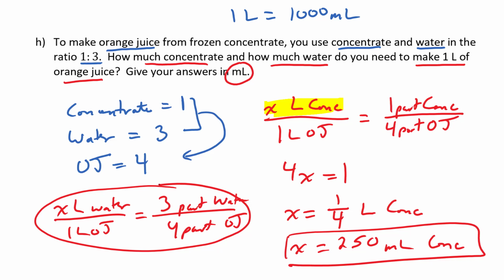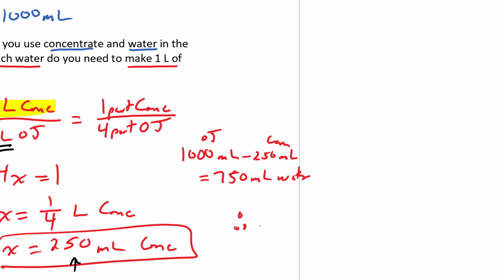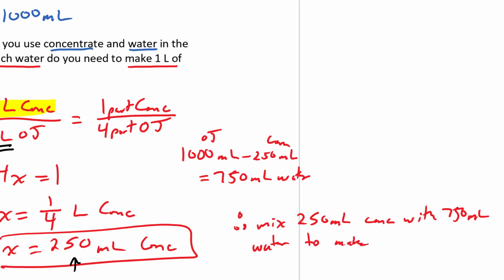What is our final volume going to be of orange juice? It's going to be 1 liter. If 250 mils is concentrate and the rest is water, then how much is water? 1,000 mils total, the 1 liter, minus 250 mils of our concentrate. So this is our orange juice and this is our concentrate. Subtract those away, 750 mils of water is required. Therefore, mix 250 mils concentrate with 750 mils of water to make 1 liter of orange juice.